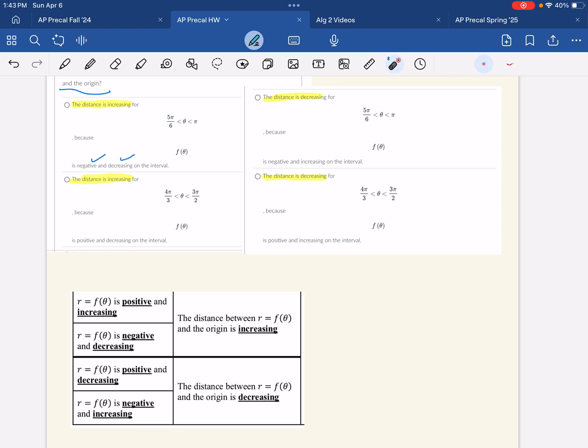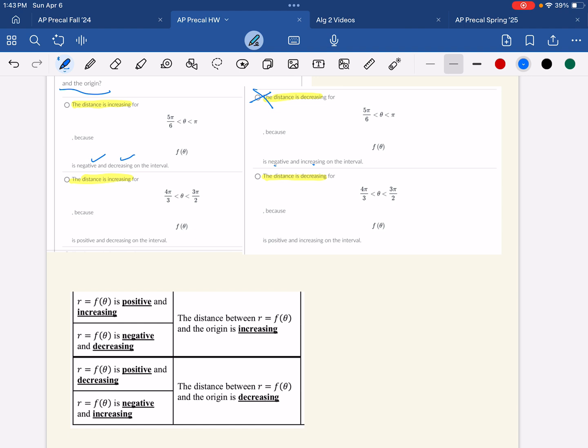This one says the distance is decreasing because the function is negative and increasing. So I'm going to rule this one out because we can't have negative and increasing. That means it's going to be getting closer to the pole instead, or closer to the origin. So look at your other 2 options.